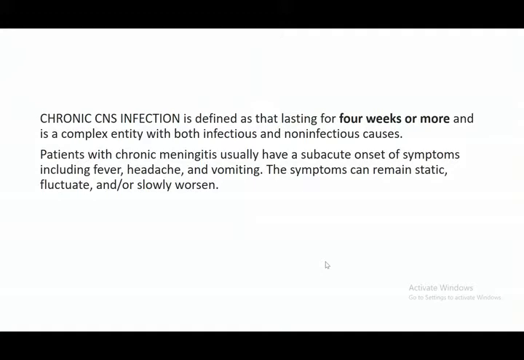So chronic CNS infection is defined as that lasting for 4 weeks or more, and it's a complex entity with both infectious and non-infectious causes. We will discuss only infectious causes, not non-infectious causes. Non-infectious causes, for example, occur in patients with inflammatory disorders like sarcoidosis, or associated with malignancies, where you can have some inflammatory problem in the brain lasting for more than 4 weeks.